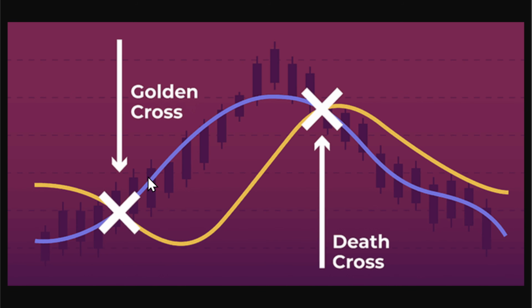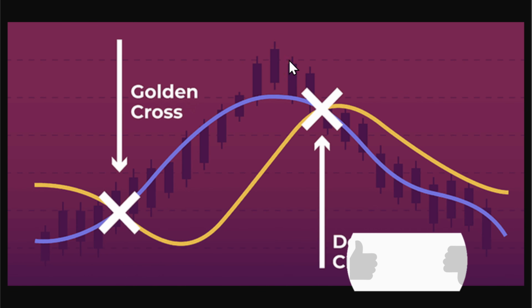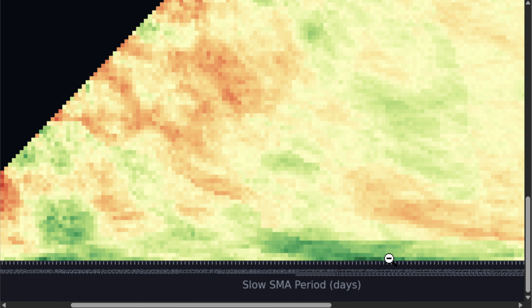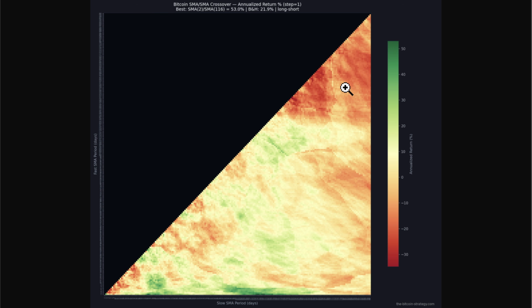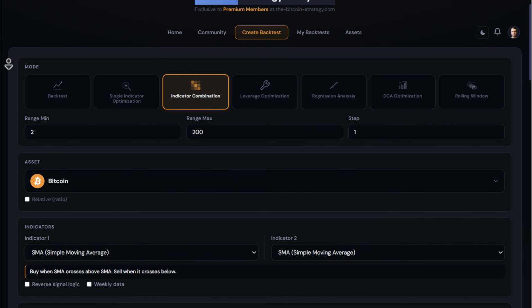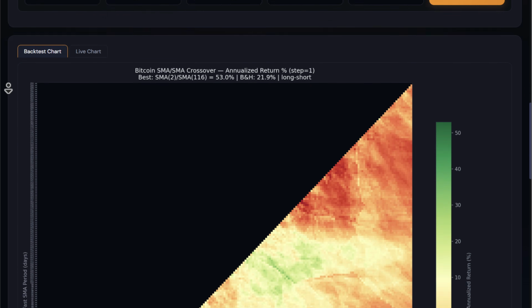We look at what kind of moving average crosses should we use, and whenever this is green, it means this particular strategy of two moving averages performed pretty well. Whenever this is red, it means it did not perform well at all. This data, by the way, comes from Bitcoin Strategy Analytics. That's the backtesting platform available to all premium members.